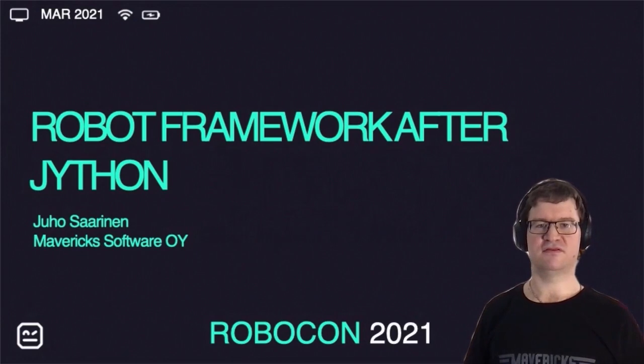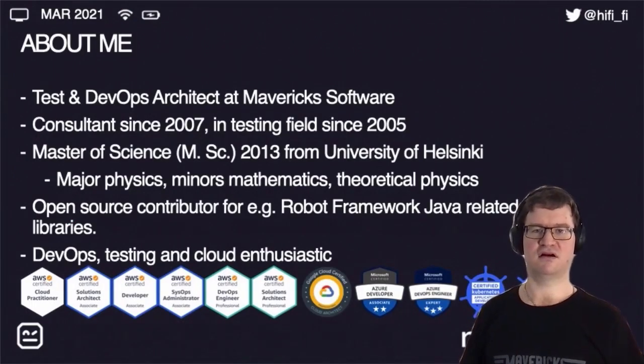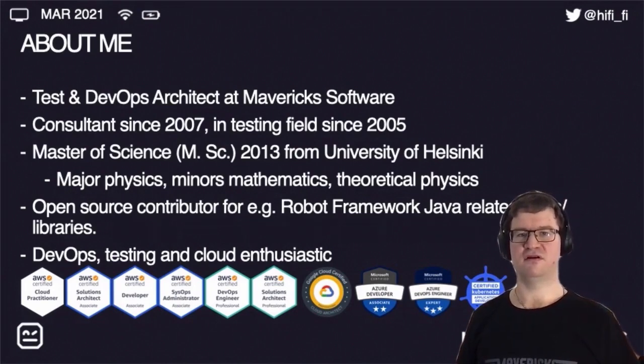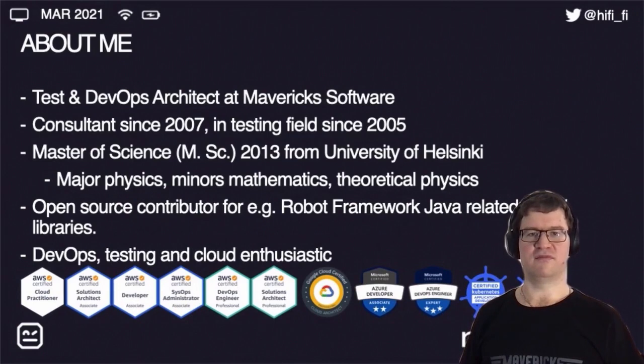But first, some things about me. I'm Juho Saarinen and I'm working currently as test and DevOps architect at Maverick Software. I have been a consultant since 2007 and in the field of testing since 2005. In addition to work, I also contribute to open source projects, for example, Robot Framework, and in there especially Java related things and libraries. And I'm also quite enthusiastic towards DevOps, testing, and cloud, as maybe you notice at the bottom. But that's about me. Then we can go to the real deals.